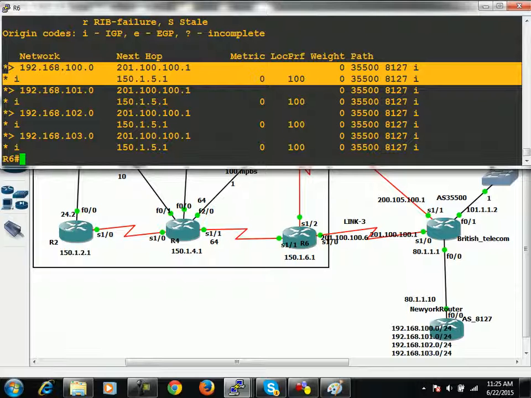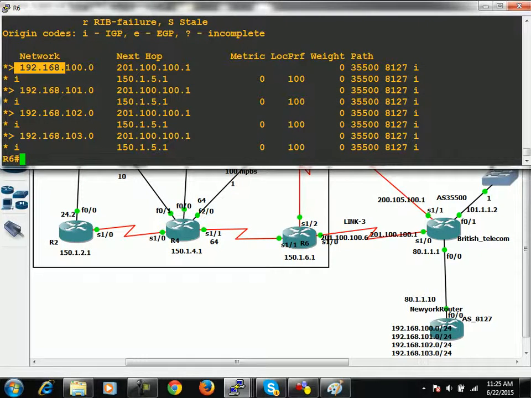Next attribute will be external over internal. Via the IBGP neighbor it is internal. Via the EBGP neighbor, via BT, it is external. Which one is preferred? That is why external is best now. Check it out. External will always be preferred over internal. Via R5 you see I is there, but via BT there is no I.